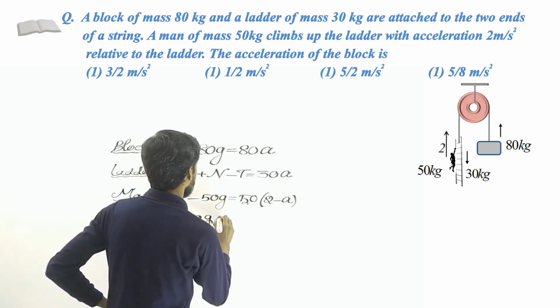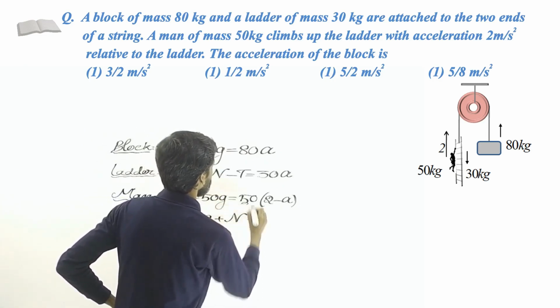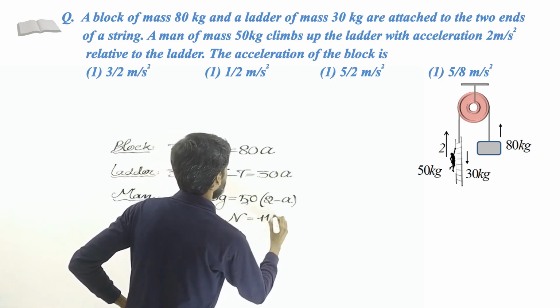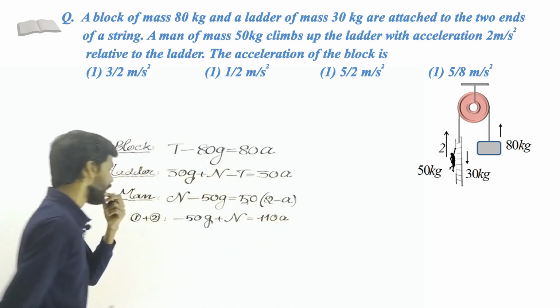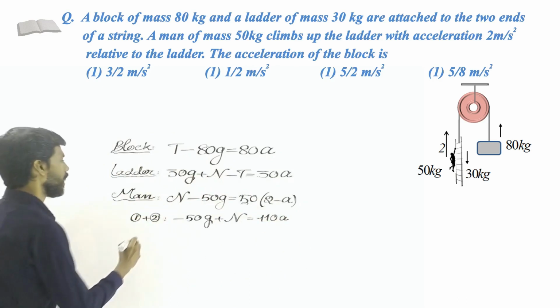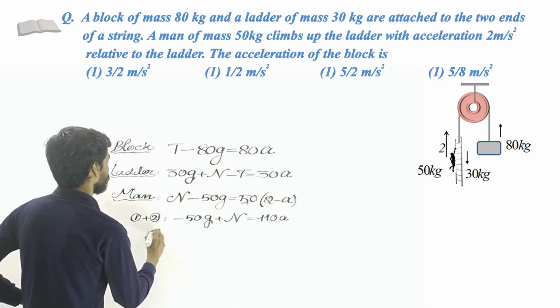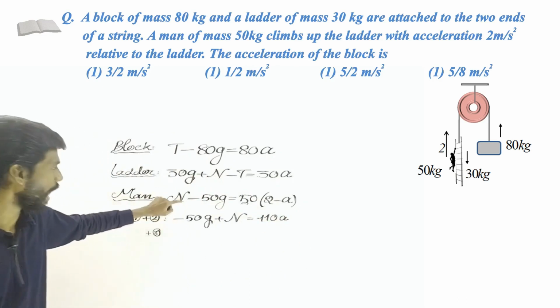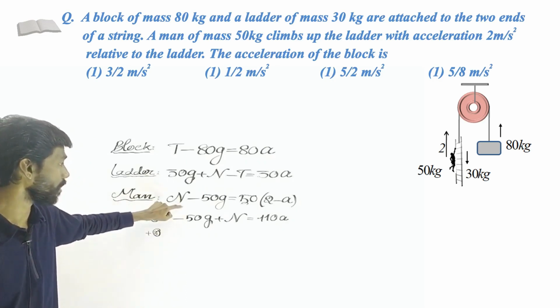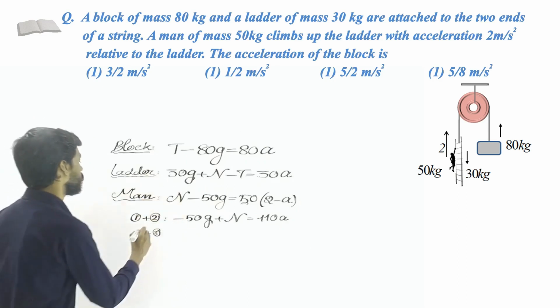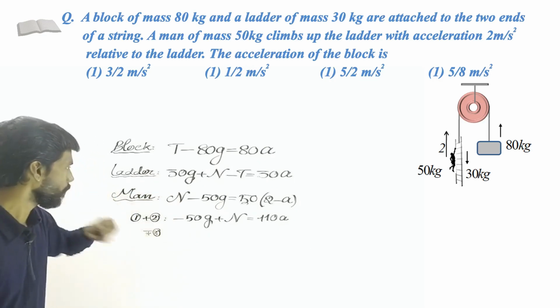plus N, that equals 80 plus 30, so 110 a. Okay, so that's all. Now we add the third equation. So not add, right? We subtract. So we subtract this equation.